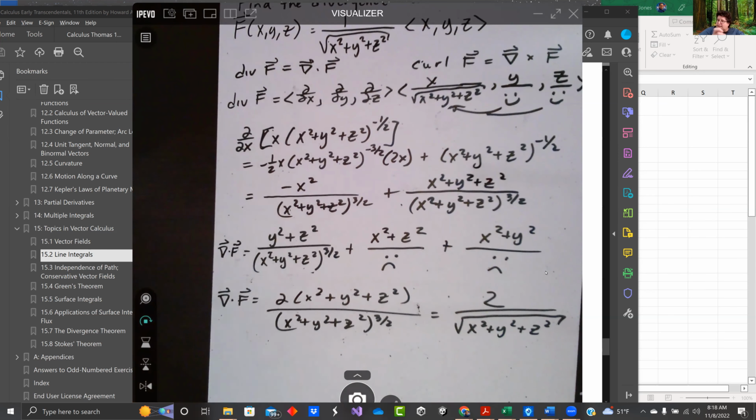All right, let me rewrite that vector here because we got to do the curl of f too. It might be handy to know what all those are, though. Oh, wait, it changes to the other ones. Okay.